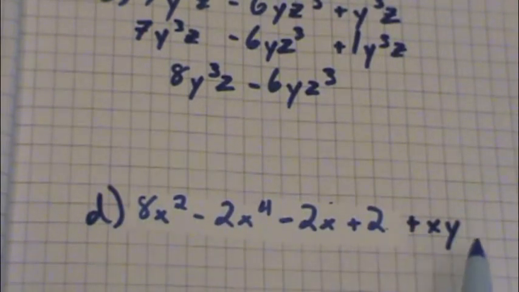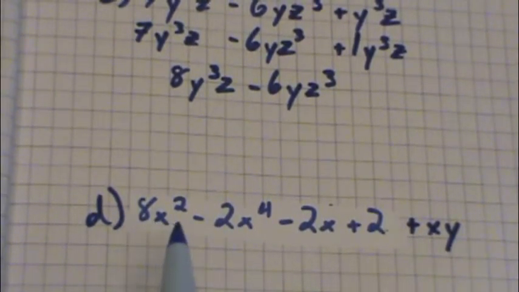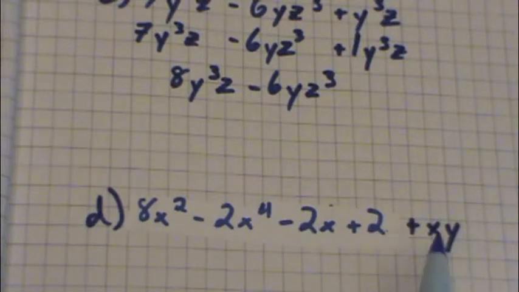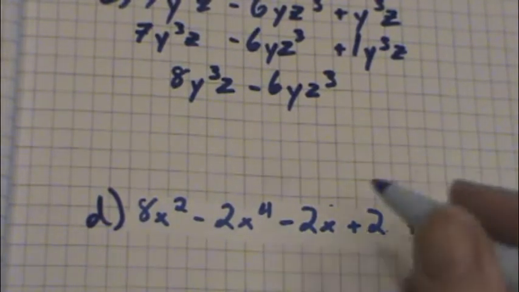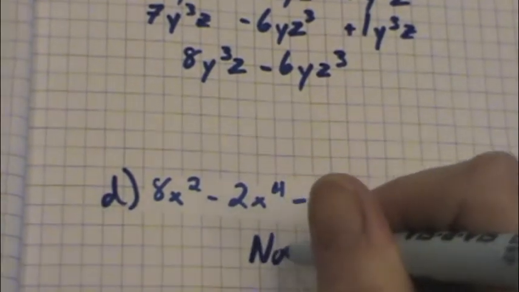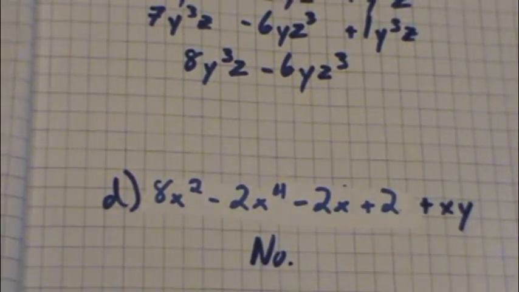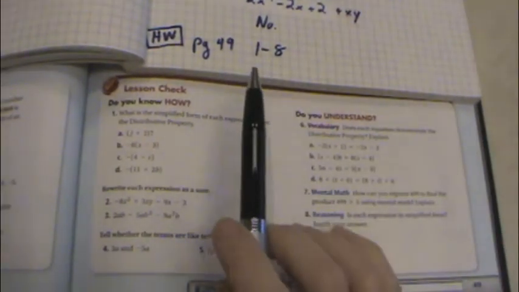Letter D. That's really long and ugly looking. Take a look at all of the variables here. We've got an x squared. Do we have any other x squareds? Nope. We've got an x fourth here. Do we have any other x to the fourth? Nope. We have a lone x. Any other lone x's? Nope. We have no variable here. Do we have any other terms that are just constants? Nope. And do we have anything else that's an xy? Nope. There is nothing you can do to simplify that. It is done.